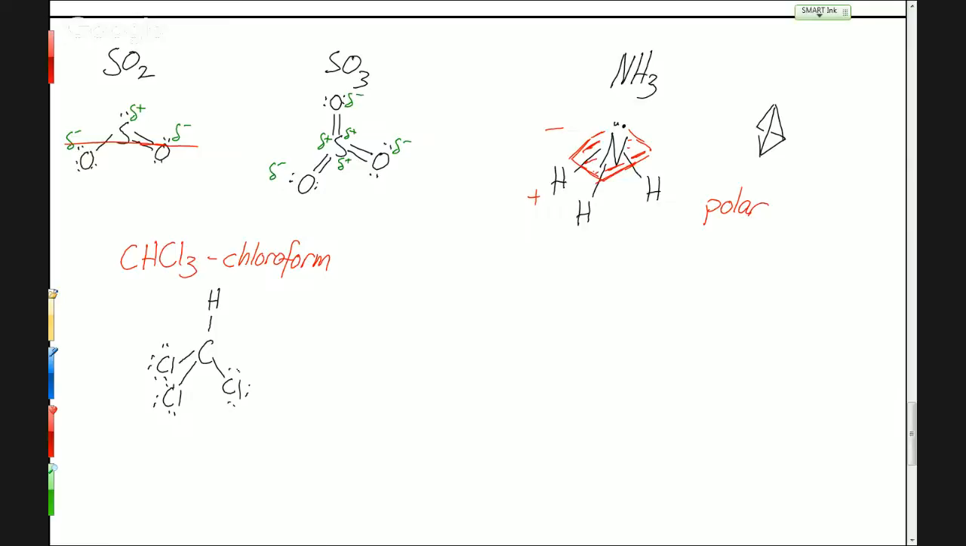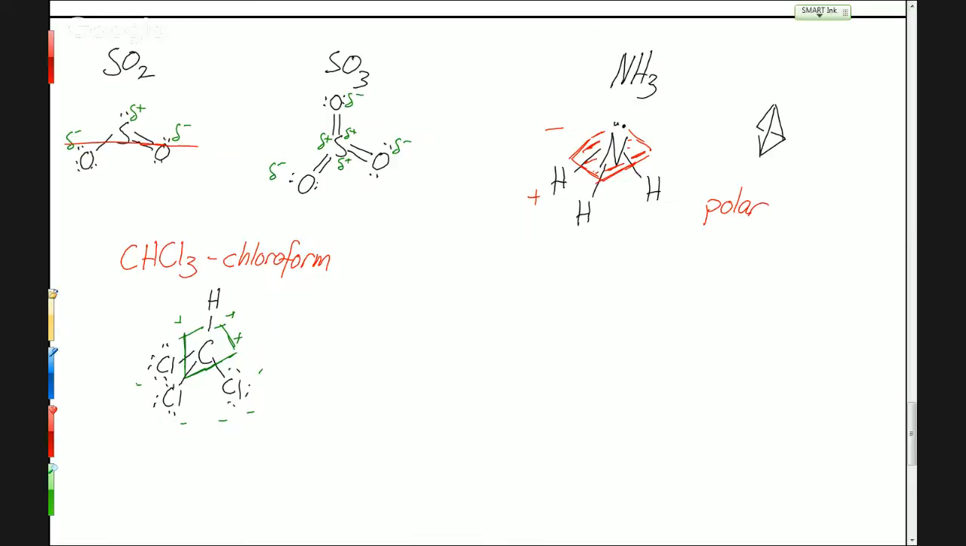And just barely, because there's not a big difference between carbon and chlorine, but there's still a little bit of a difference there. So if we imagine cutting this below the carbon, the chlorine parts on the bottom would be more negative. The carbon-hydrogen part on top would be more positive because there is no difference in the carbon and hydrogen. And so we would see that as just partially positive. But as we saw, there's not a big difference between carbon and chlorine. So chloroform is not a terribly polar molecule.